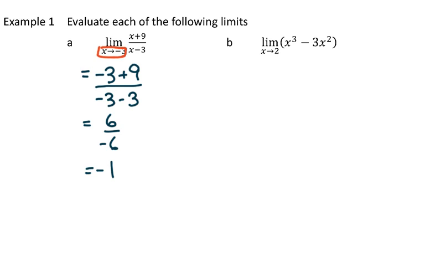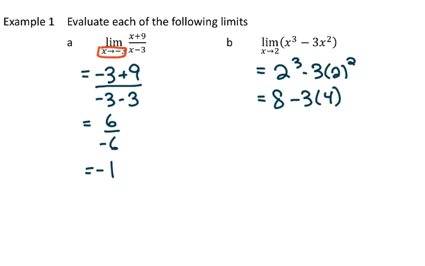In B, same thing, we substitute in the 2, so we get 2 cubed minus 3 times 2 squared. 2 cubed is 8, minus 3 times that's 4, so 8 minus 12, so -4. Easy enough when direct substitution works. And by works, I mean we get a unique answer.